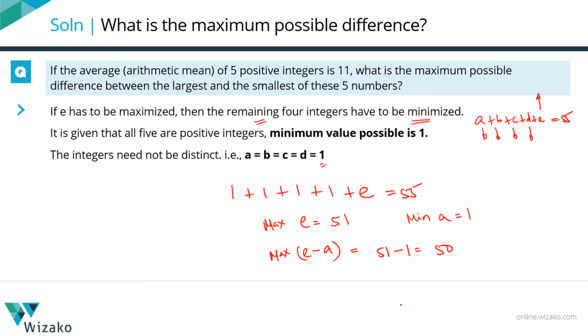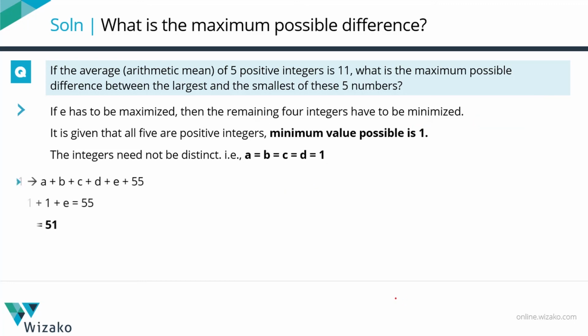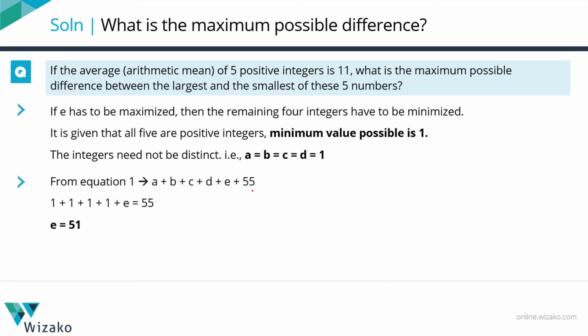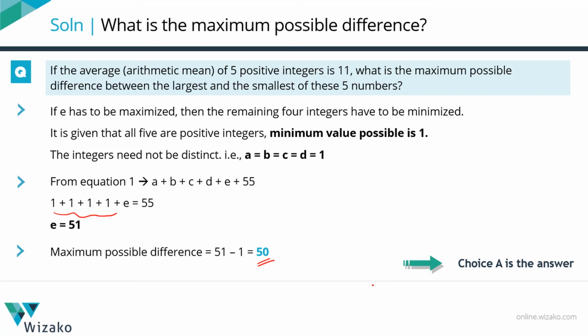Let me quickly summarize this last bit of calculation in a printed form. We know that the sum of these 5 numbers is equal to 55. The minimum value for A, B, C and D, we have computed to be equal to 1, which means the value of E consequently becomes 51. Maximum value for E is 51, minimum value for A is 1. So the maximum possible difference is the difference between 51 and 1, which is equal to 50. Choice A is the correct answer to this question.